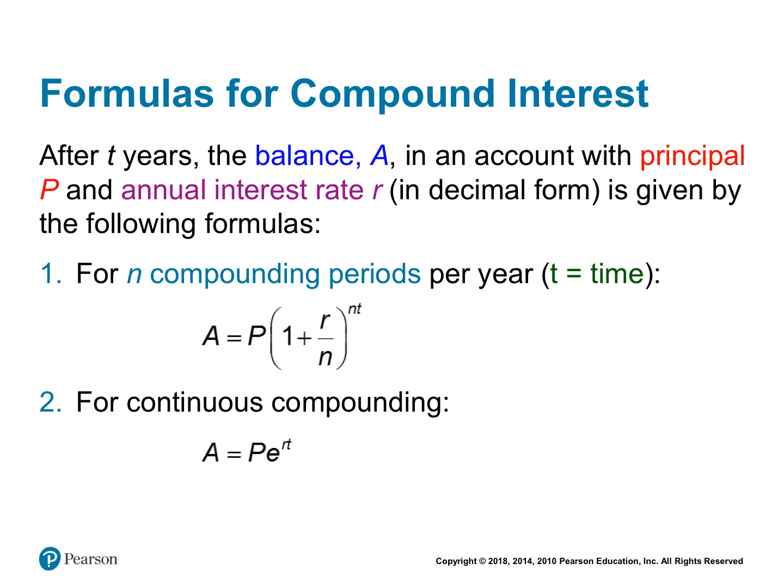Okay, we're going to end by talking about compound interest. So after t years, this is time, which I have indicated down here, the balance A in an account with principal P and annual interest rate r in decimal form is given by these formulas. So if there's n amount of compounding periods, let's say it compounds quarterly, n would equal 4 because it's 4 times per year.